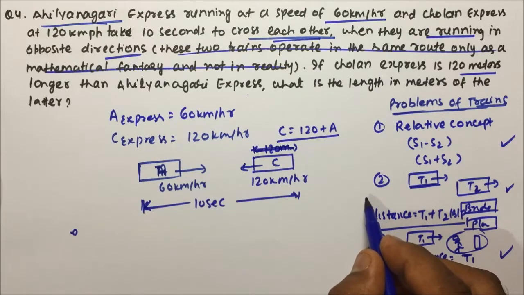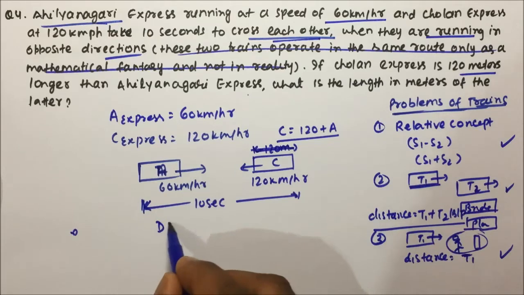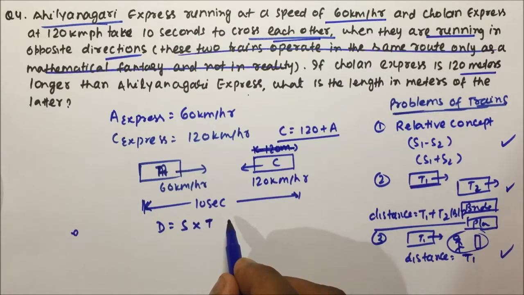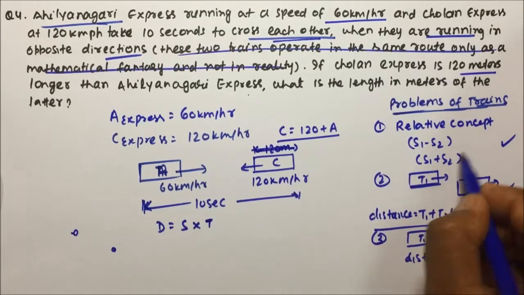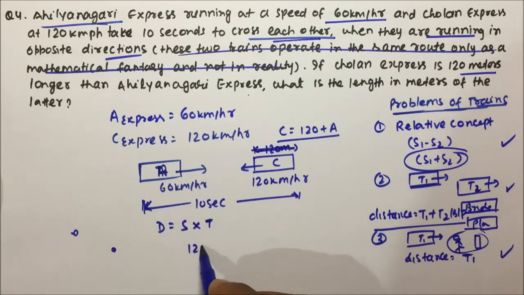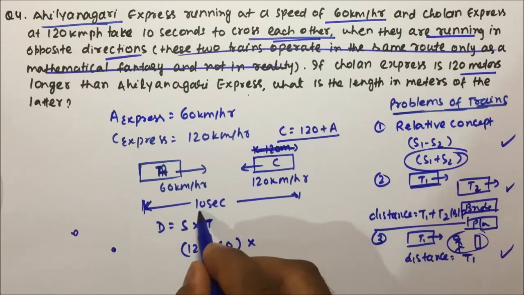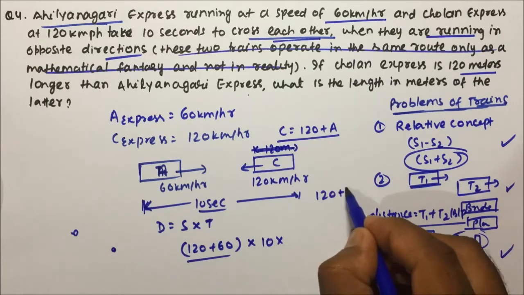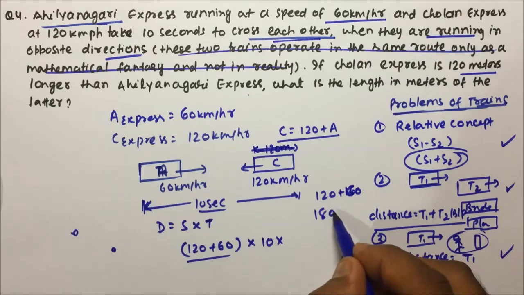See, the formula will be distance is equal to speed into time, right? Now, what will be the speed? Both are running in the opposite direction, so add the speed. So 120 plus 60 will be equal to 180 km per hour. Time is 10 seconds.